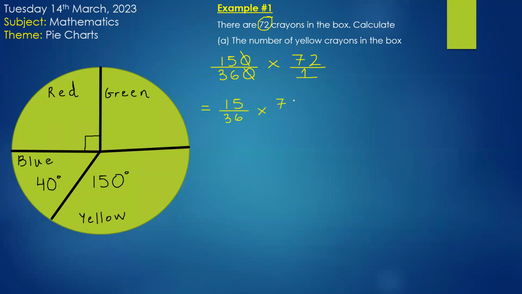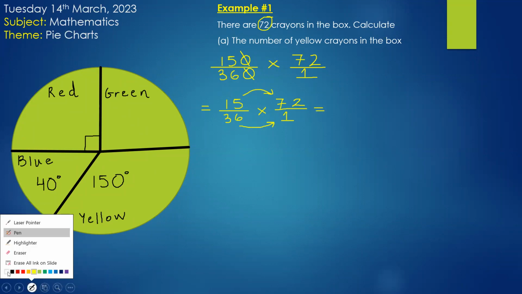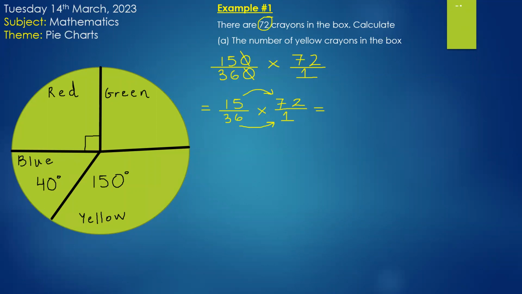Now there's a bunch of ways to do this. You could cancel out, you could reduce it. But because I'm teaching, I'm not going to reduce it. I'm going to just multiply it straight away. So we're going to do 15 times 72 and 36 times 1. So let's multiply that. Let's do 72 times 15.